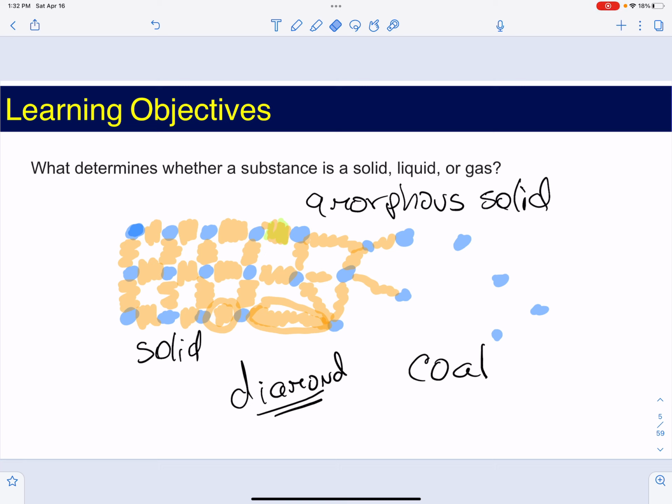So having an amorphous solid most of the time implies that the strengths within the atoms or molecules are not that strong. So that's something we can say about solids, and how we can determine, based on the atoms, if it's going to be a solid or not.